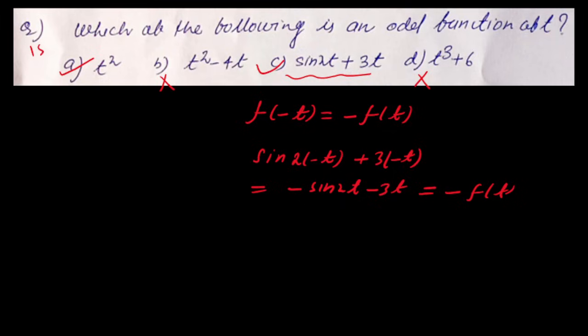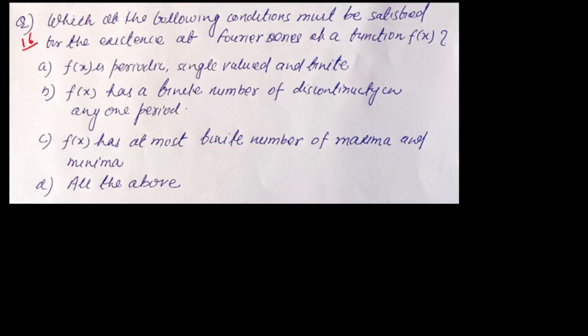So this was question number 15. Now let us move to question number 16. Which of the following conditions must be satisfied for the existence of Fourier series of a function f of x? This is actually Dirichlet's condition, very important, and they may ask questions in different forms, so just remember this. f of x is periodic, single valued and finite. This is the first condition.